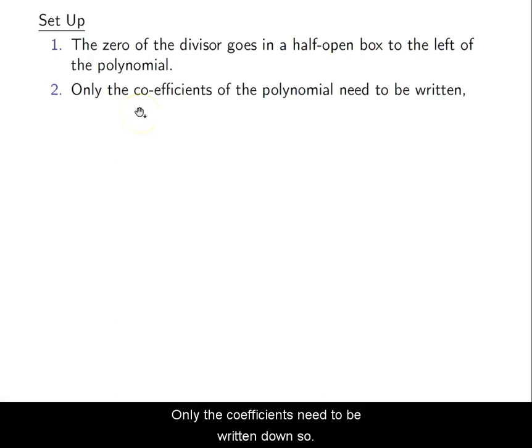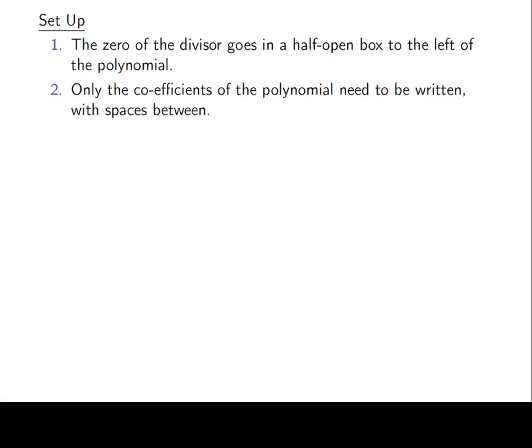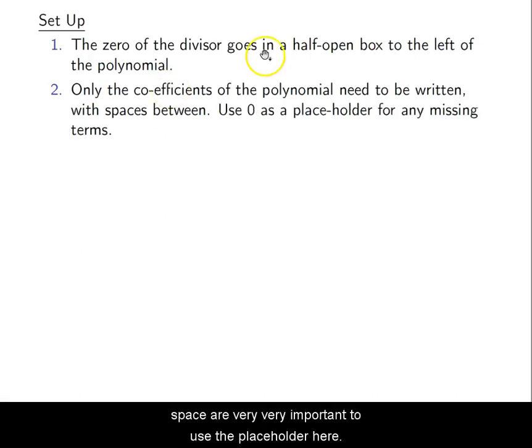Only the coefficients need to be written down, okay? So the dividend, the thing I'm dividing, I don't need to write it with the x to the fourth, x to the fifth. I just need the coefficients. That's all I need. I put spaces between them, and I still need to use the 0 spacer. Very, very important to use the placeholder here.